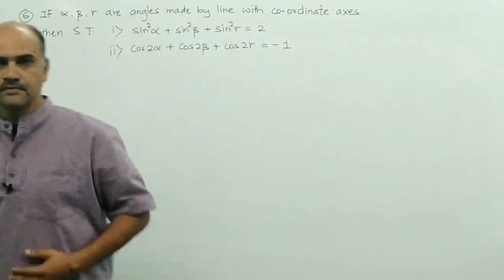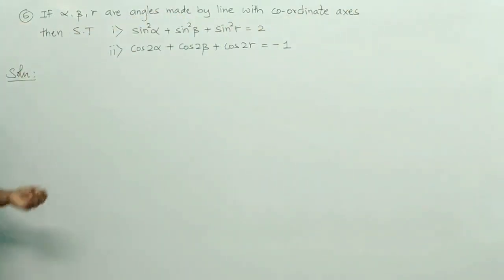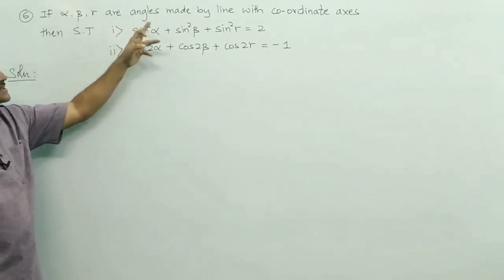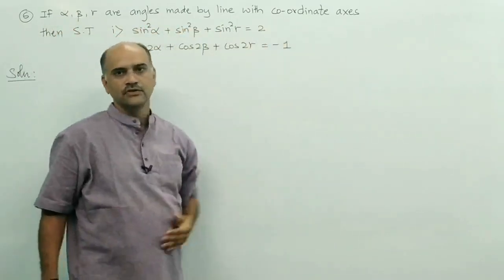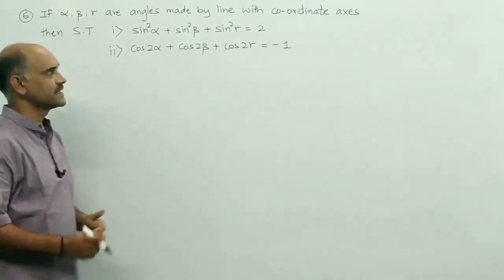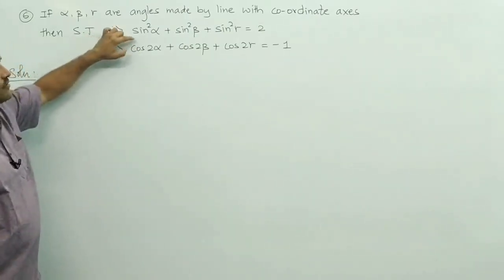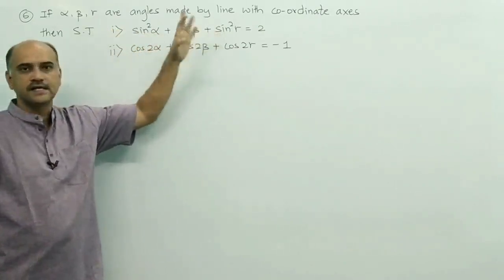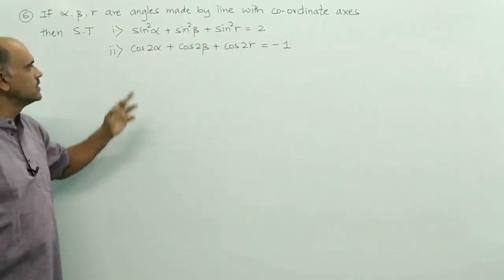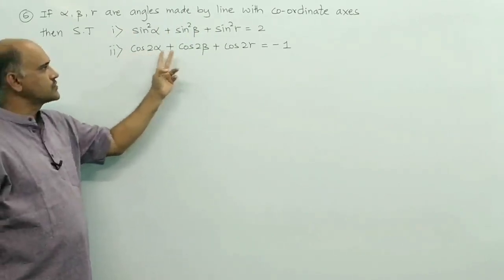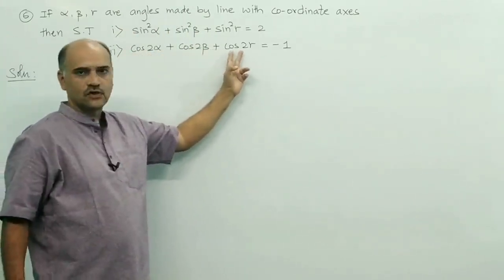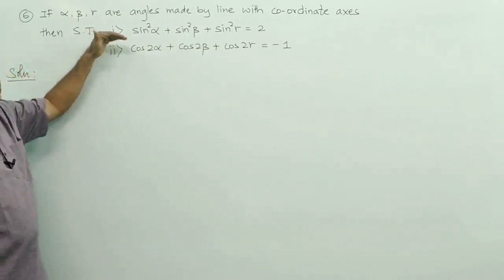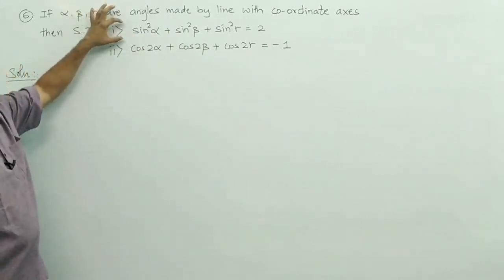So next problem, that is the sixth one. If alpha, beta, gamma are angles made by a line with the coordinate axes, that is x, y and z, then you are required to show that first, sin square alpha plus sin square beta plus sin square gamma is equal to 2. Second, cos 2 alpha plus cos 2 beta plus cos 2 gamma is equal to -1. Now if they ask, you will get it for 2 marks, and it's very simple.